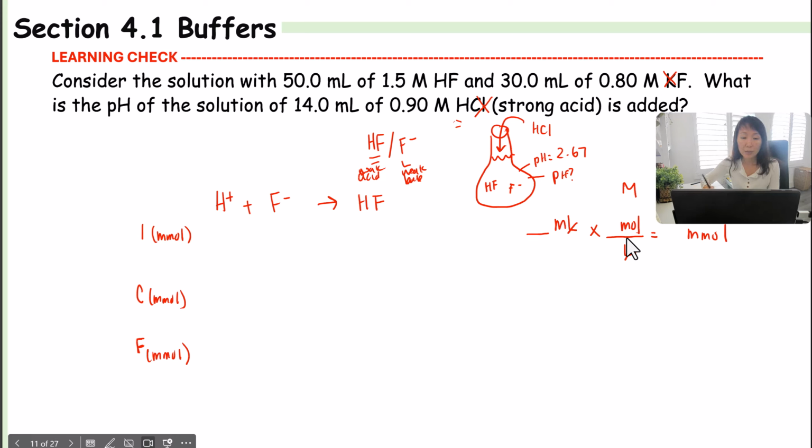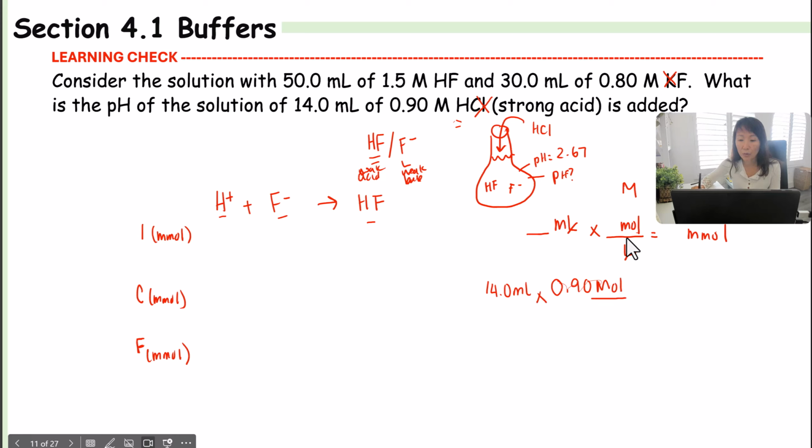All right, so based on this, let's find the millimoles for hydrogen, fluorine, and HF as well. Initially, in the very beginning, we have hydrogen, which is coming from the strong acid. So with strong acid, we have 0.90 molarity. And how many mLs of it? Well, you have 14.0 mLs of it.